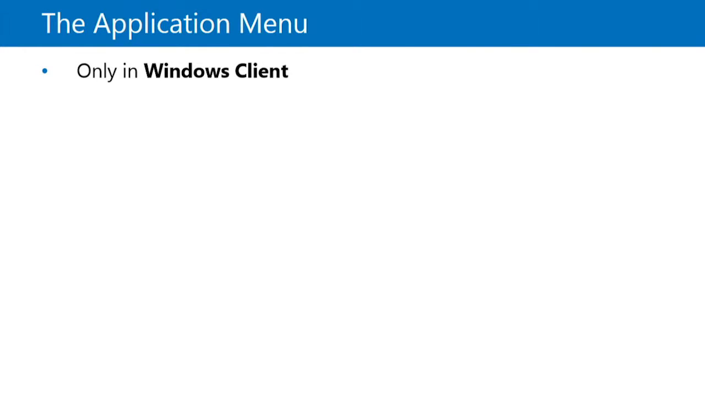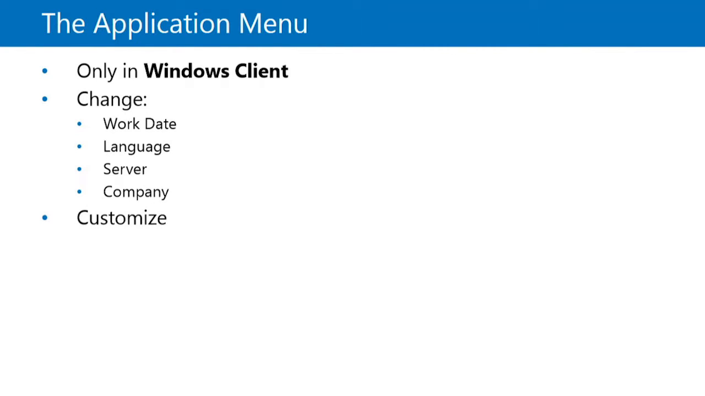So like I just said, the application menu is only available in the Windows client, and we will use it, for example, to change the work date, the language, the server, the company, and so on. So if you want to go from one company to the other, you can do this by going to the application menu. The application menu also offers the customize options, and we can also find the help function in the application menu. So let me show you this in the application.